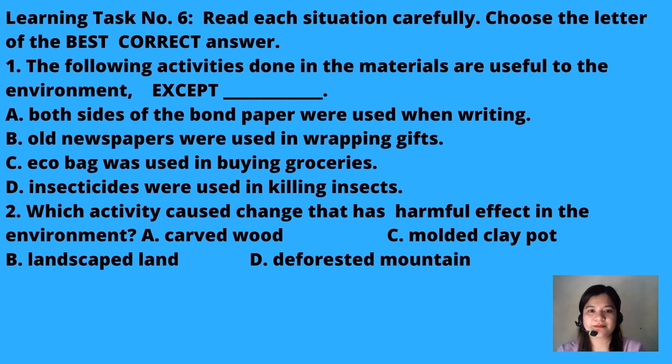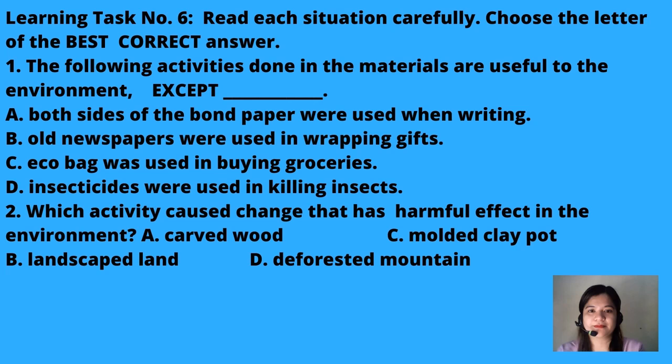For learning task number 6, read each situation carefully. Choose the letter of the best correct answer. You may submit this activity in our group chat, in our FB group, and in our Google Classroom. Number 1, the following activities done in the materials are useful to the environment except blank. Letter A, both sides of the bond paper were used when writing. Letter B, old newspapers were used in wrapping gifts. Letter C, eco bag was used in buying groceries. And letter D, insecticides were used in killing insects.